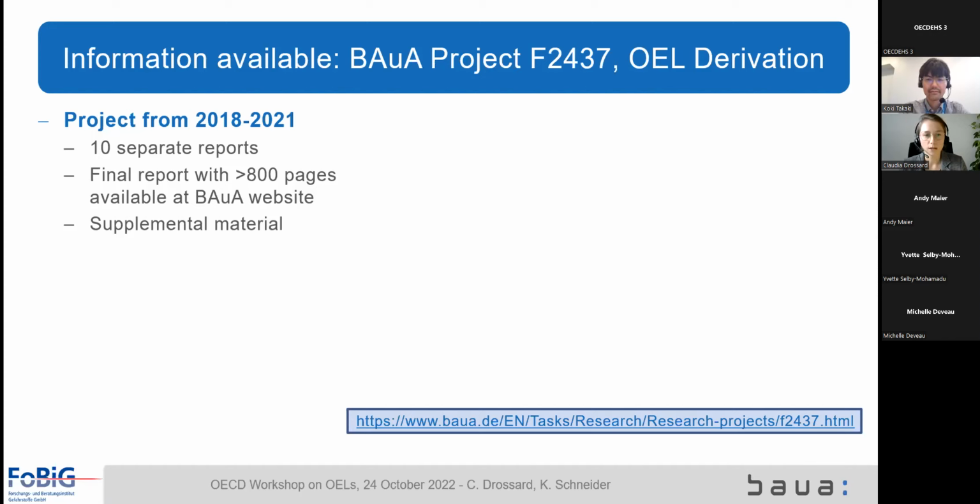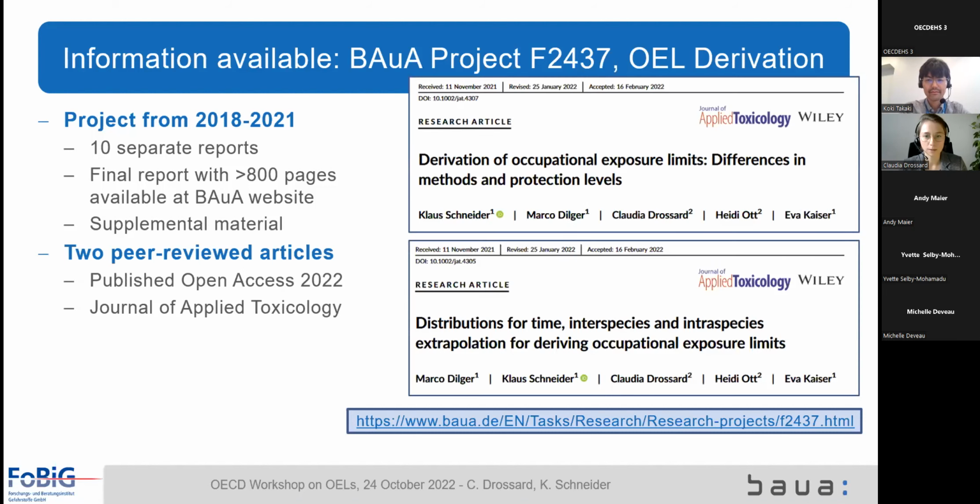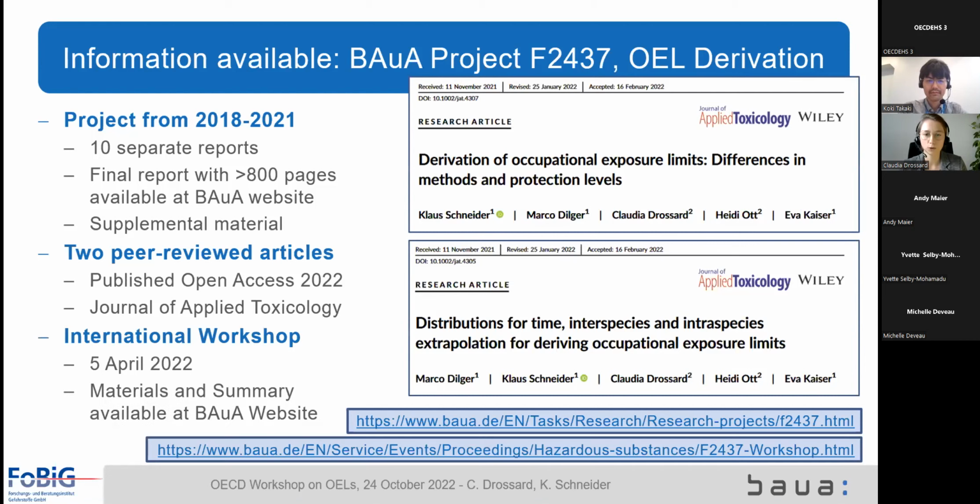In this sense, the comprehensive research report, as well as supplementary material on the data analysis, is provided on the Bauer website. Two scientific articles are freely available. In addition, an international workshop took place in Dortmund at Bauer and online in April. The slides and a written summary of this workshop are also accessible on the Bauer website.